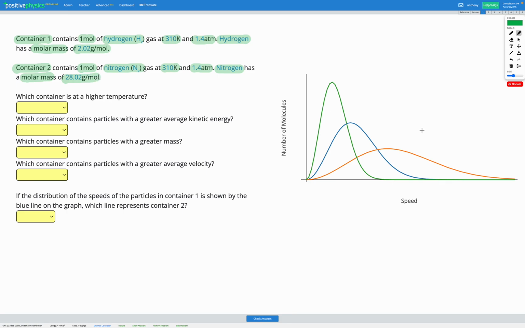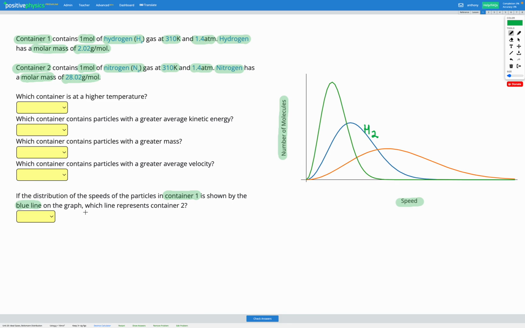We're also given this graph of the number of molecules against the speed, also known as a Boltzmann distribution. And we're told down here the distribution of speeds of the particles in container 1 is shown by the blue line. So here's the blue line on the graph. That is container 1, which is the hydrogen gas. So let's just label on there. That is the hydrogen gas, H2, is the blue line.